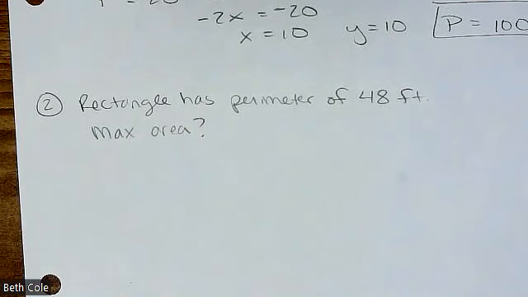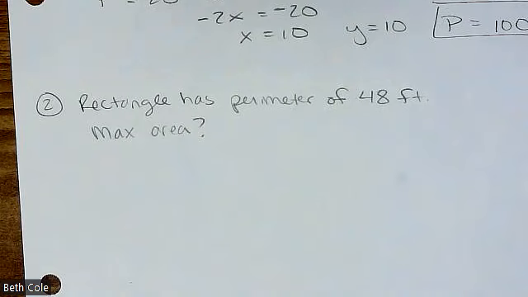I changed the question a little bit, but it's the same idea. The most optimal rectangle is going to be a square. But this time I gave you the perimeter. So what's a perimeter? Let's just start there.